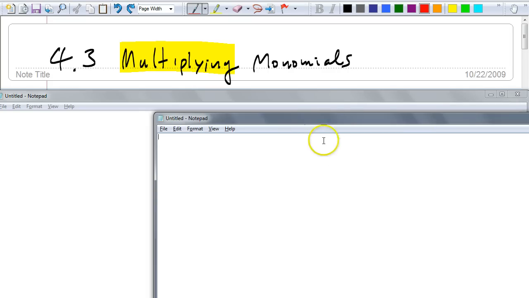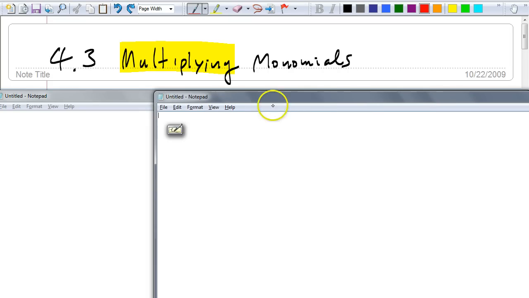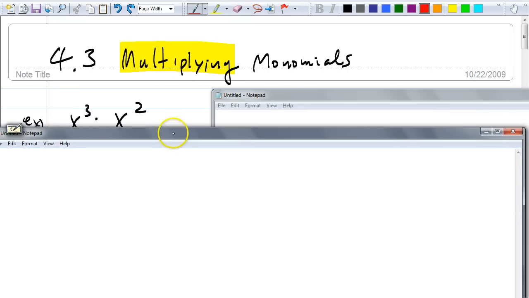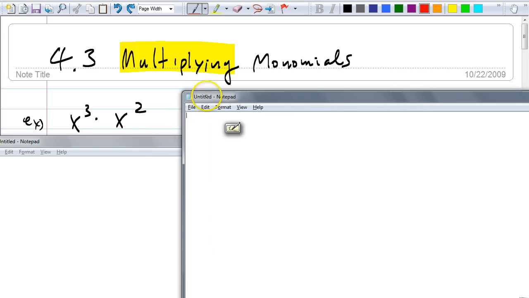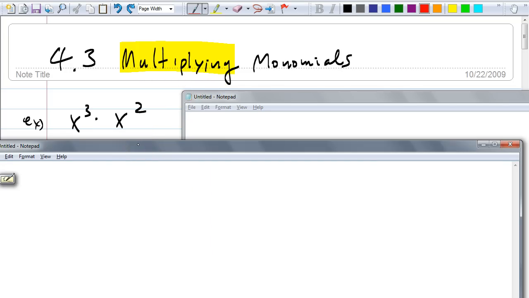First I want to start with this simple example: x cubed times x to the second power. Anybody know what the answer is if I were to multiply x cubed times x to the second power? All right, Jason, what do you think, sir? I'm going to guess it's x to the 5th.